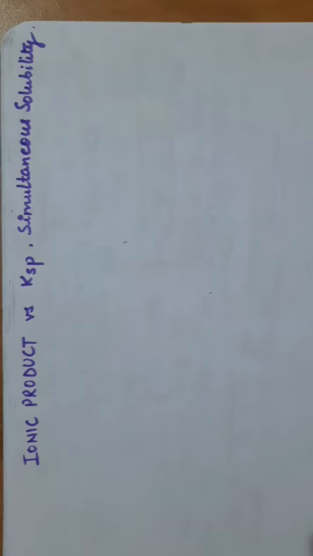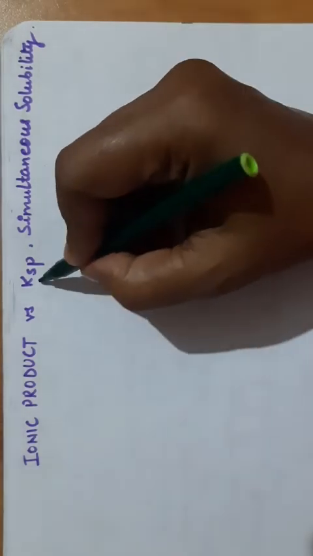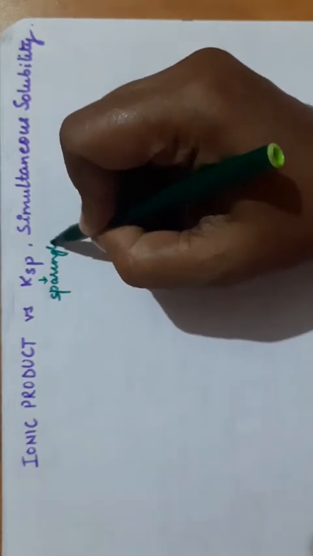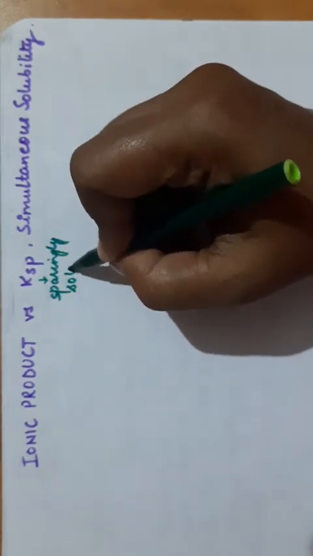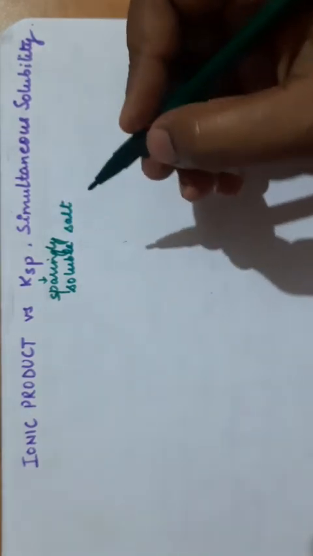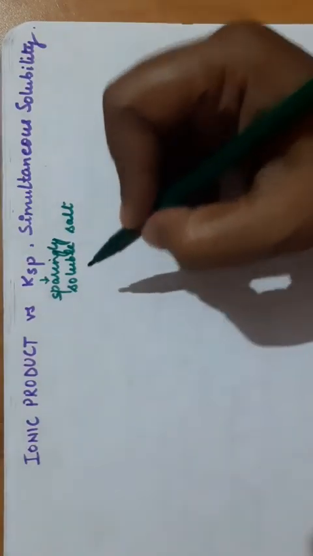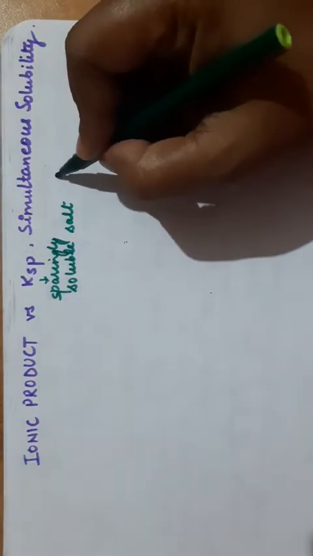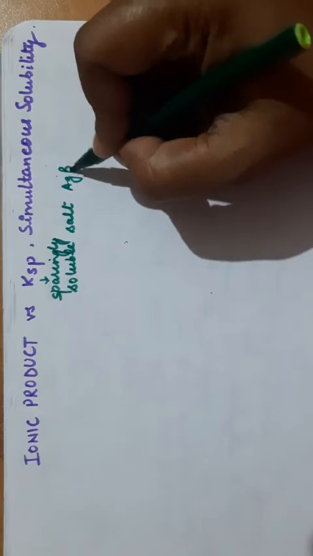Before discussing the relation between ionic product and solubility product, you must be aware of certain points. First thing, KSP is defined only for a sparingly soluble salt. And what is a sparingly soluble salt? A sparingly soluble salt is one which is very less soluble, and solubility is less than 0.001 molar. Say AgBr. A clear example is AgBr.